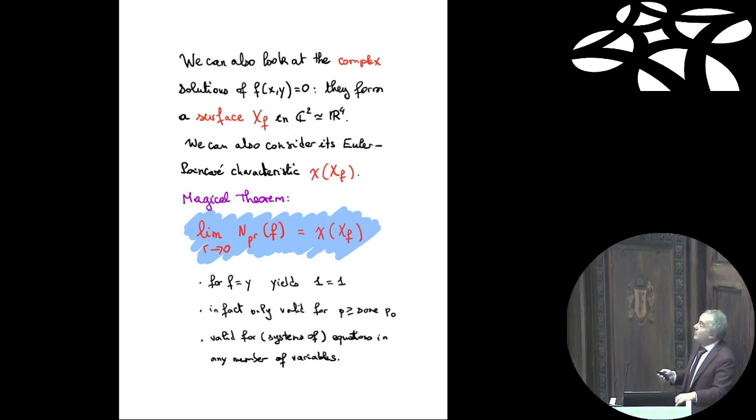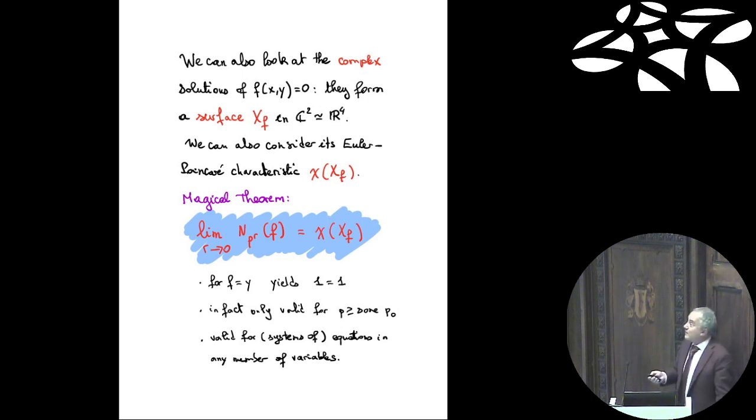But here is where the interesting features can be explained. We have this equation which has integral coefficients, so of course you can view it as defining a set of complex points. We can look at the complex solutions of this in the two-dimensional vector space C^2, which we can identify with R^4. This means that this set of complex solutions is a surface, like we saw at the very beginning of my lecture. So it defines a surface. And since it is a surface, we can consider its Euler-Poincaré characteristic, which I denoted like that.